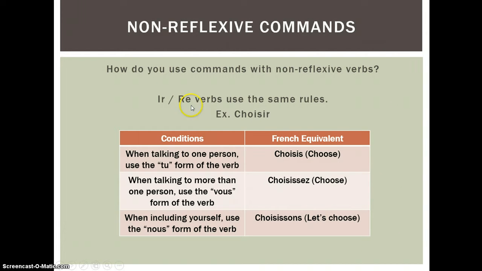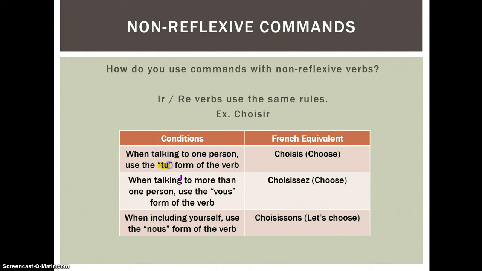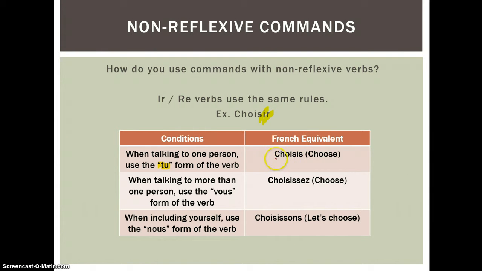Well, for your IR and your RE verbs, we have the same set of rules, and I've chosen to use the verb choisir, which means to choose. If you're talking to one person, you're going to use the tu form. Okay? And so you would simply take this verb choisir, drop your ending, and then you would conjugate that verb in the tu form. Okay? Once you drop your IR, you're left with this as your stem, and you put your IS. That is the tu form of choisir. So choisis. You're telling one person choose.